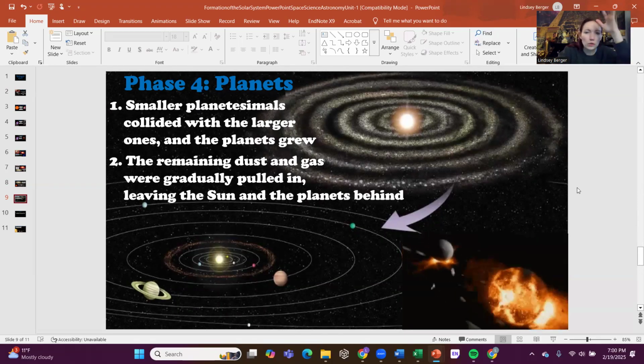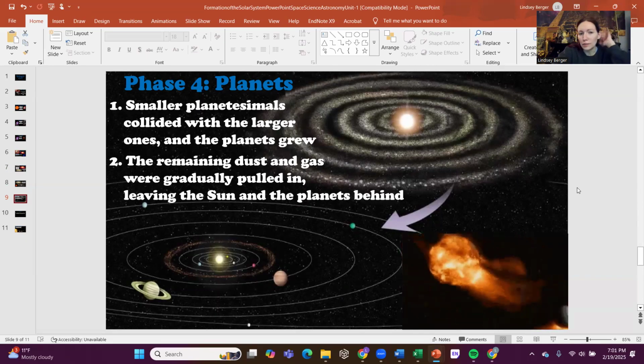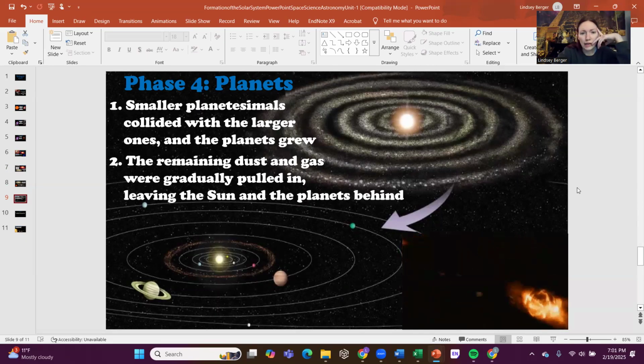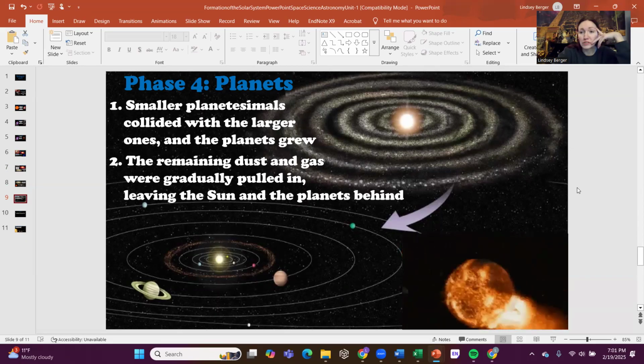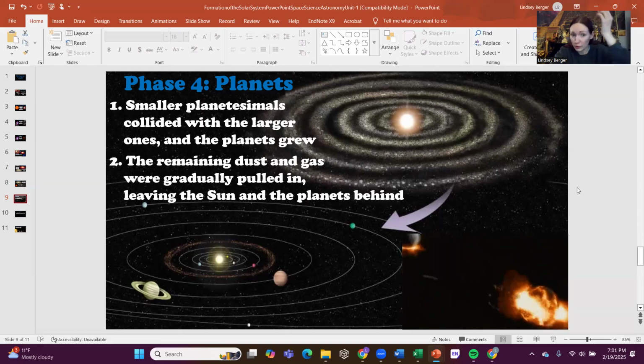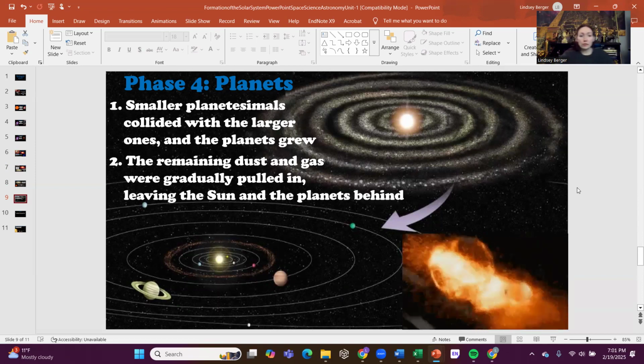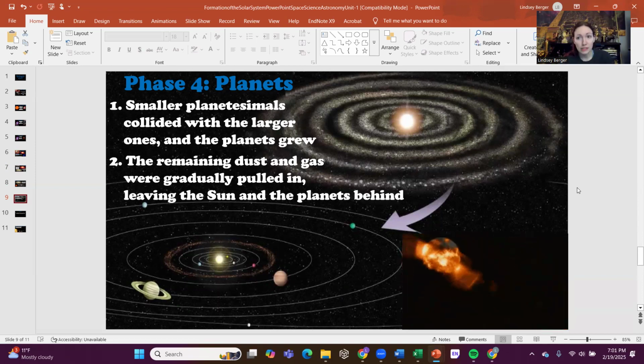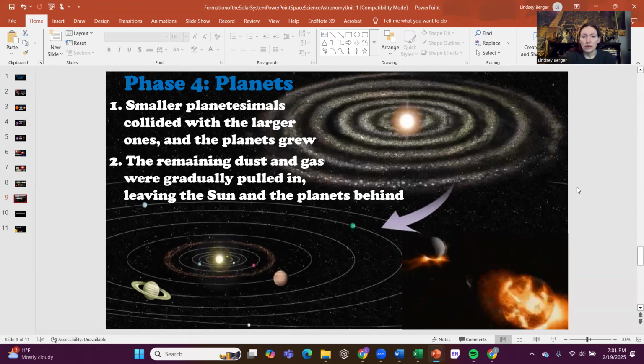And then we've got a little bit of dust and gas remaining. What's going to happen is that it gets pulled in closer to the center, closer to the sun, because it's the main point of gravity in our solar system, like we've talked about. There's a reason why we all go around the sun: it's the biggest mass. Okay.